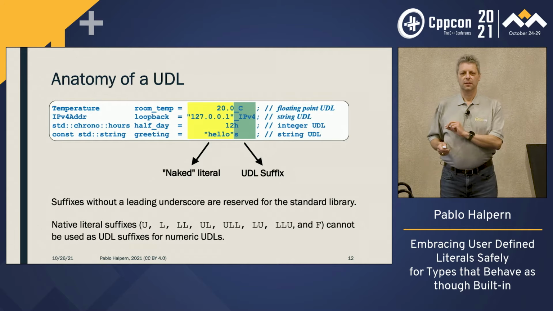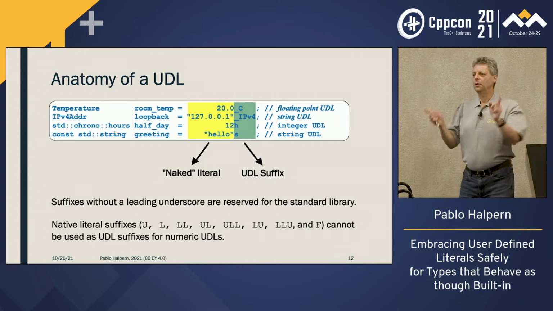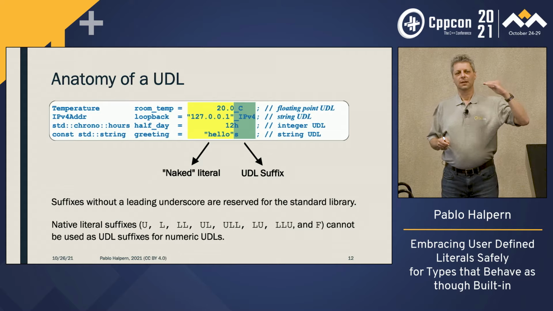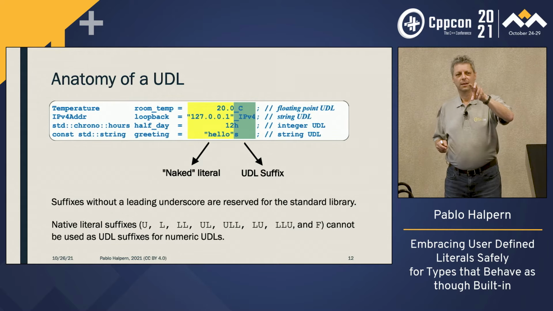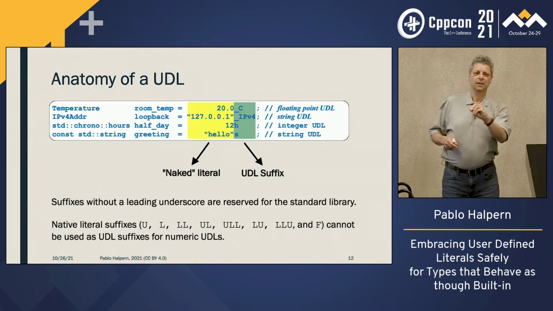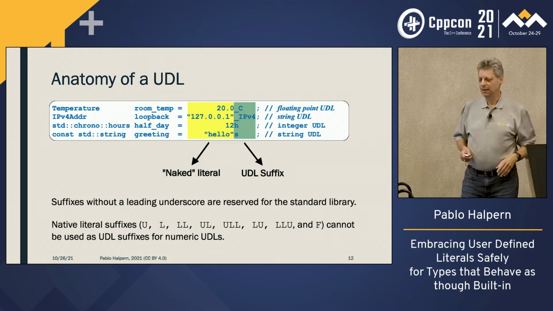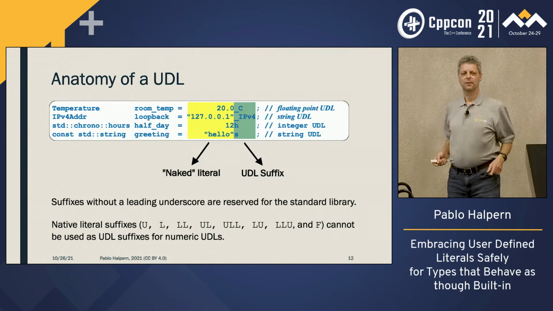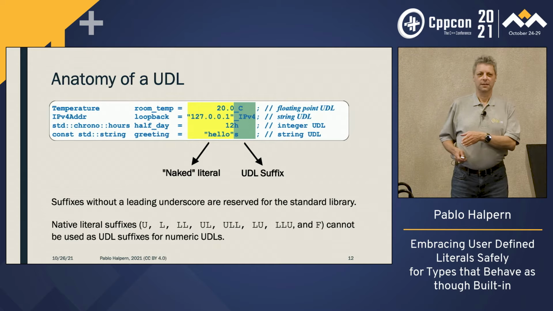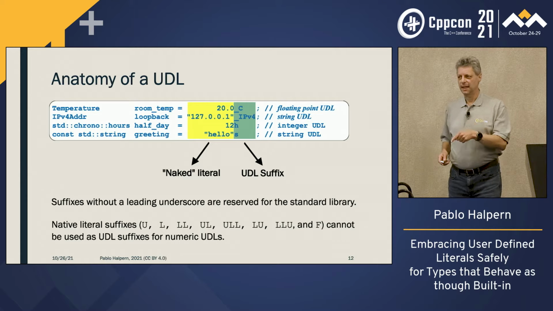If you don't have a leading underscore, that is reserved for the standard library. It's the reverse of normal identifiers, right? In identifiers, if you have a leading underscore followed by a capital letter, that's reserved for the implementation. And if you don't have a leading underscore, that's yours in your namespace. For literals, it's kind of reversed. If you don't have a leading underscore, only the standard library is allowed to use it.